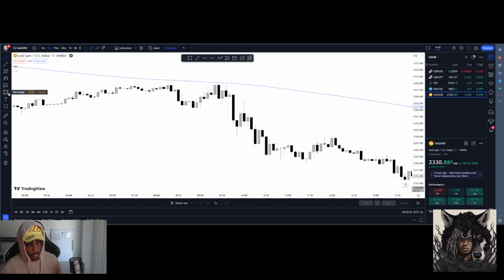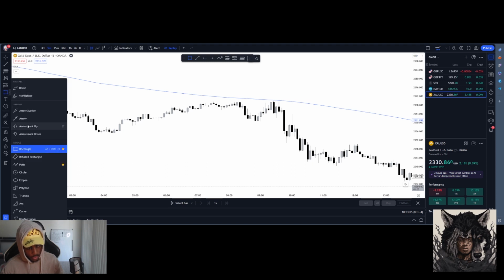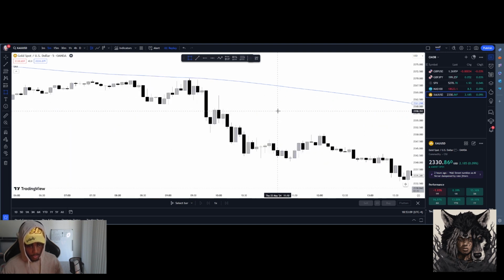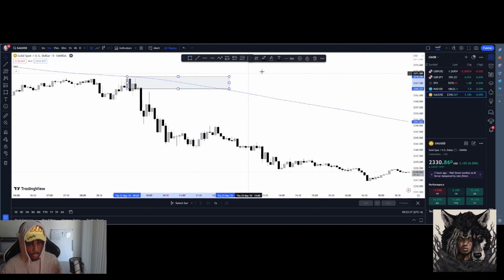You're just going to pull your rectangle tool out. That'll be at the left side of the website. So you're just going to come over here to the left. You're going to click this little arrow. That'll bring down a drop down menu. And then you're just going to click the rectangle tool. The reason why you're going to need that is because this is what you're going to use to draw on the chart to mark your supply and demand zones.